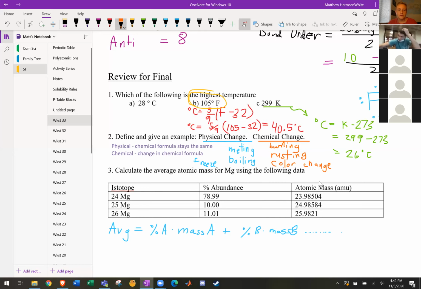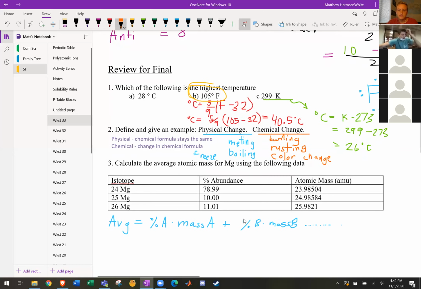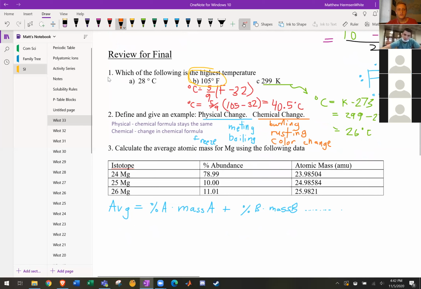Number 3 is calculate the average atomic mass for magnesium using the following data. So the formula for these is, you have the percentage of one isotope times the mass plus the percent of the next one times its mass and so on. So you can just label if you want. You can say this one I'm going to call A, this I'm going to call B, and this I'm going to call C.